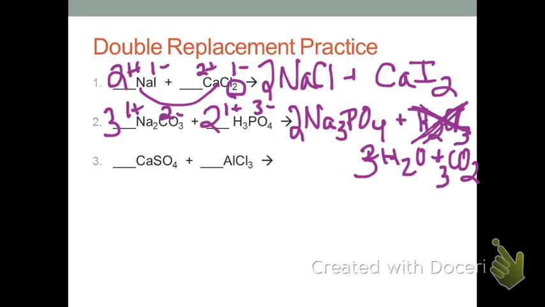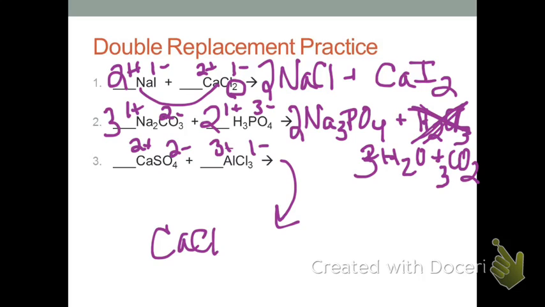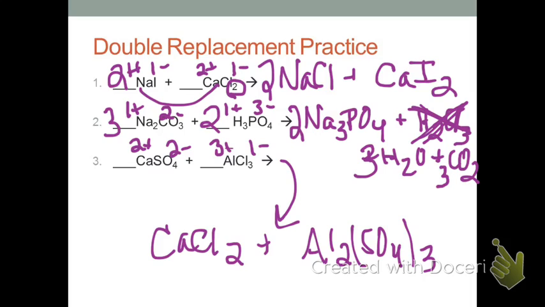And then the last one, calcium's a 2 plus, sulfate's a 2 minus, aluminum's a 3 plus, chlorine's a 1 minus. I'm going to come down here for space. I end up making calcium chloride and aluminum sulfate. Balance, I need a 2, a 3, it looks like a 3, and I'm all set.